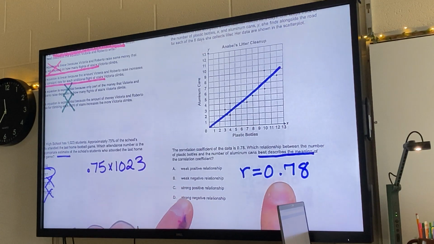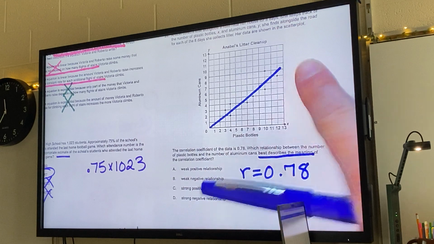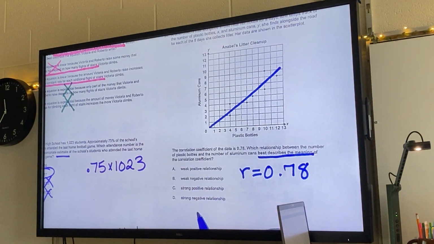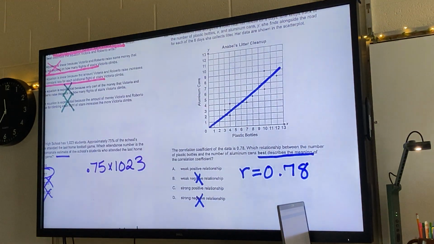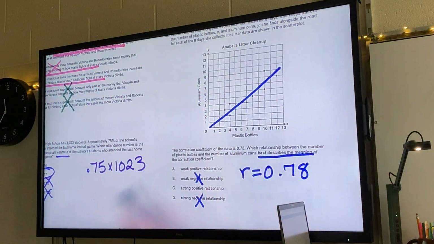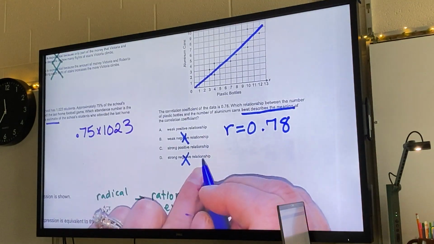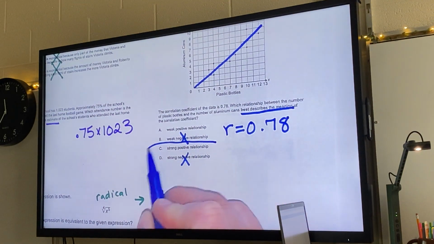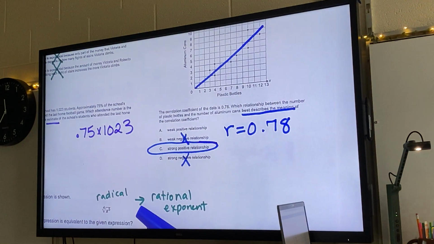Okay, well, what kind of number is this? Negative or positive? Positive. And you can see the slope is positive. So then it's strong or it's weak. Remember, the closer it is to the number 1, the stronger it is. And the closer it is to 0, the weaker it is. So 0.78 is closer to 1 than it is to 0. So like he said, it would be strong.